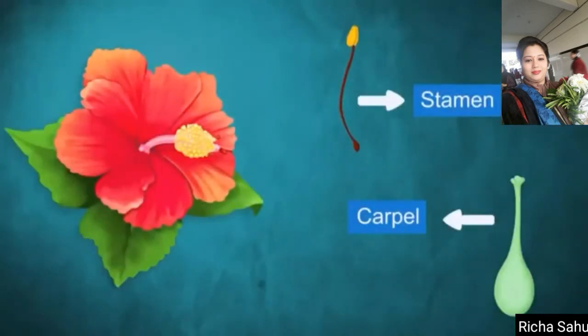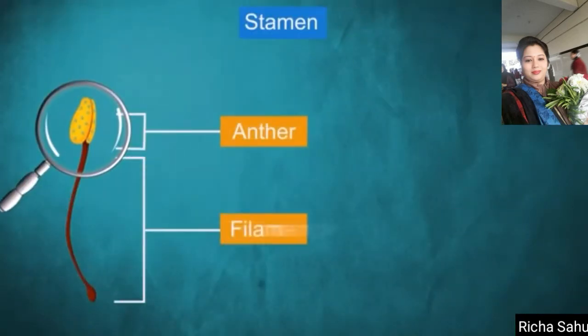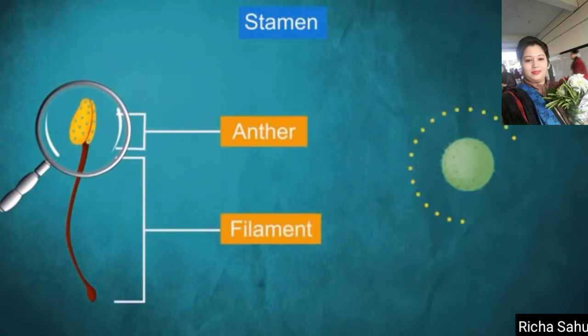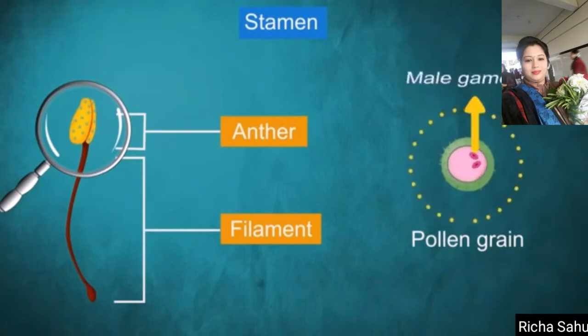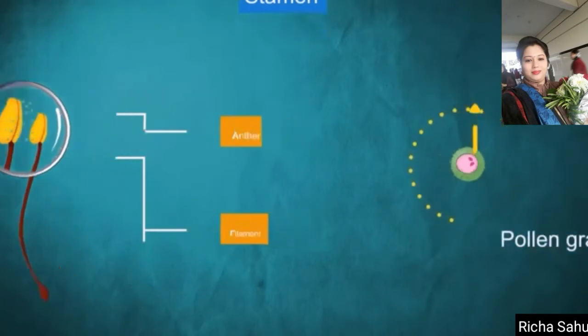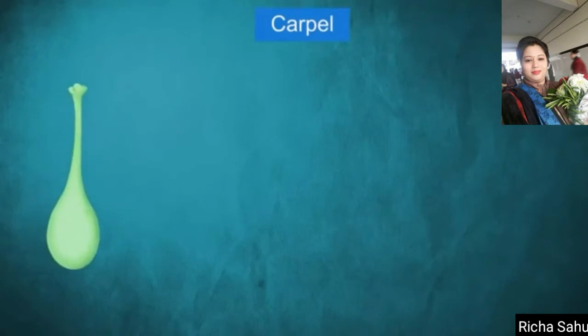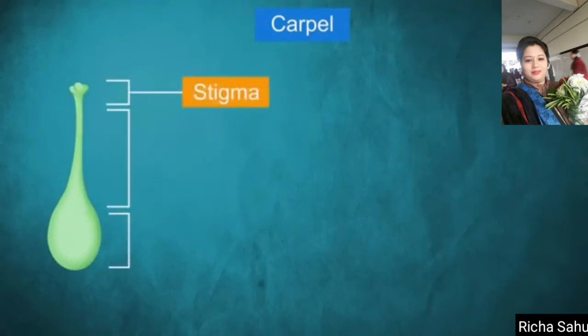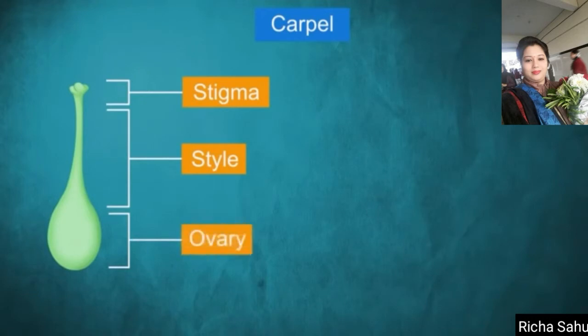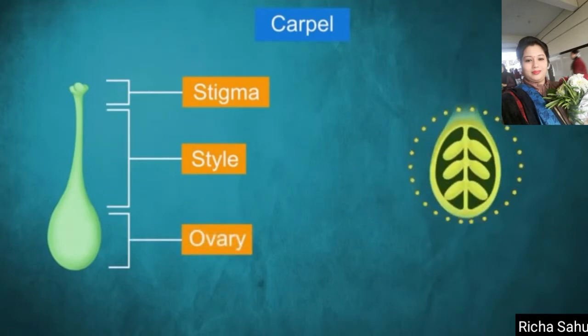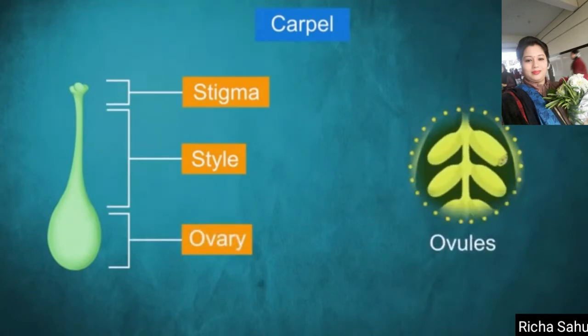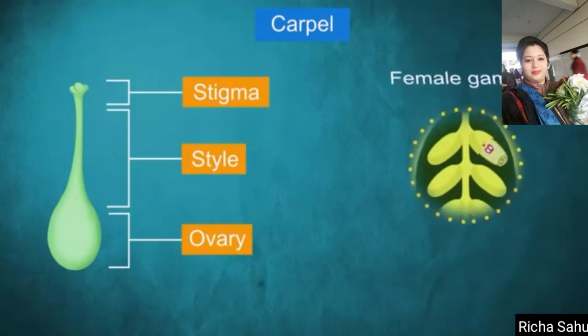A stamen is made up of two main parts, anther and filament. The anther produces pollen grains. Pollen grains contain the male gametes. The female reproductive part, carpel or pistil, is made up of three parts: stigma, style and ovary. Inside the ovary, ovules are present. It is the ovule that has the female gametes, called the egg cell.